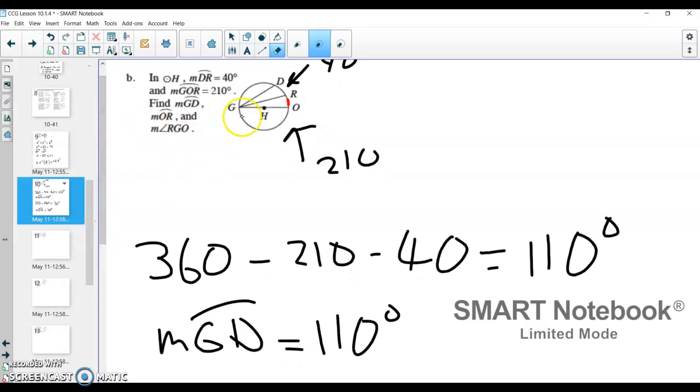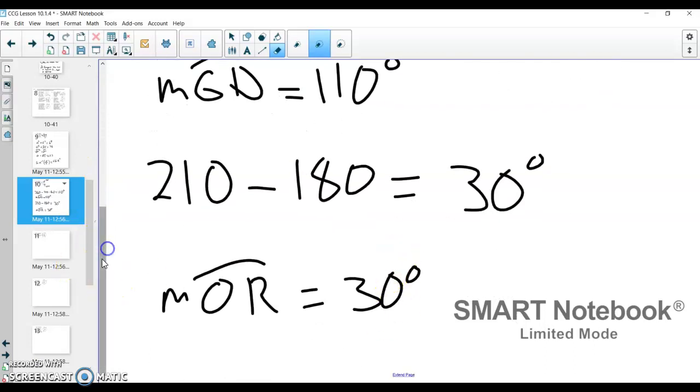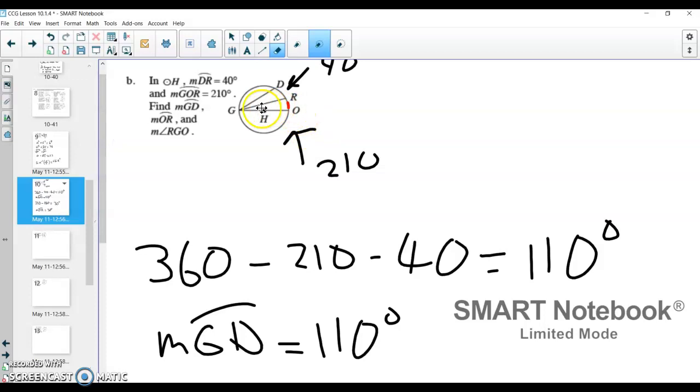The last part here, the measure of RGO, R to G to O, and that's pretty easy because there's 360 degrees in the entire circle. Oh, they're looking for this angle RGO. Okay. Sorry, they're looking for this inscribed angle down here, RGO, not an arc measure. And that one's not too bad either because we know RO is 30 degrees. We just said that down here. RO is 30 degrees.